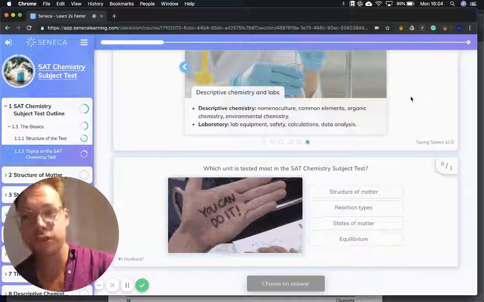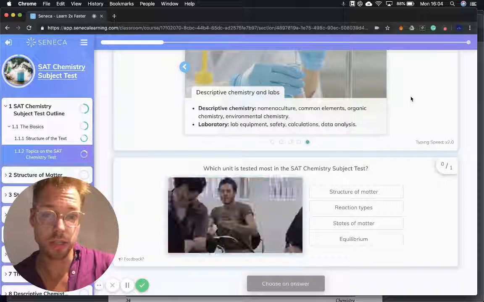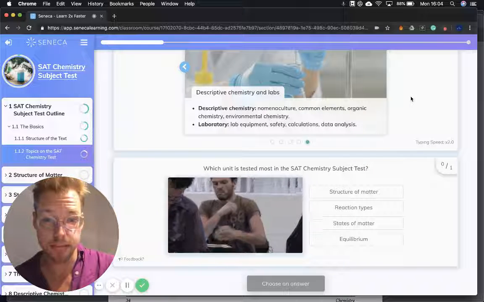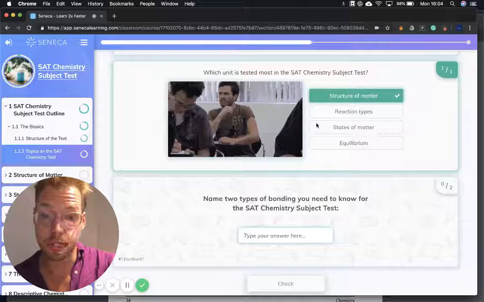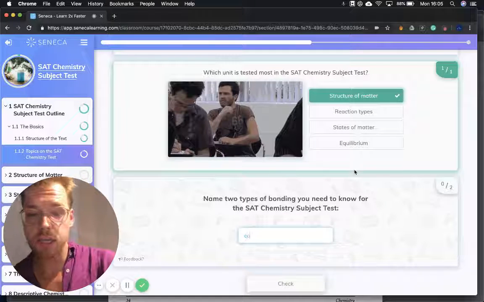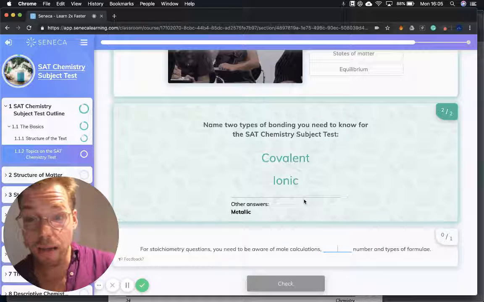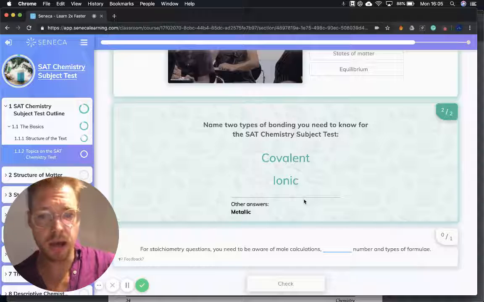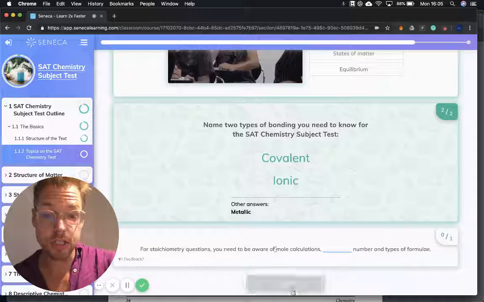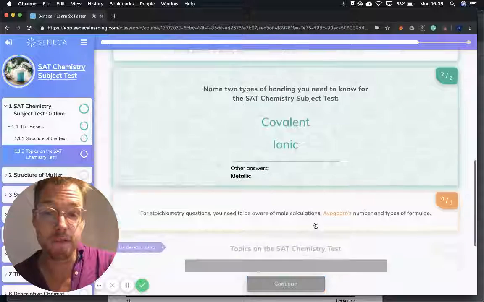Okay. So if you're thinking about prioritizing your revision, do remember what is tested most on the SAT chemistry subject test. It is the structure of matter. That's the most important, okay? And the types of bonding we need to know for the SAT subject test: covalent, ionic. You can also have metallic. Those are the 3 types of bonding you need to know. So for the stoichiometry questions, we need to be aware of mole calculations, Avogadro's number, and types of formulae.